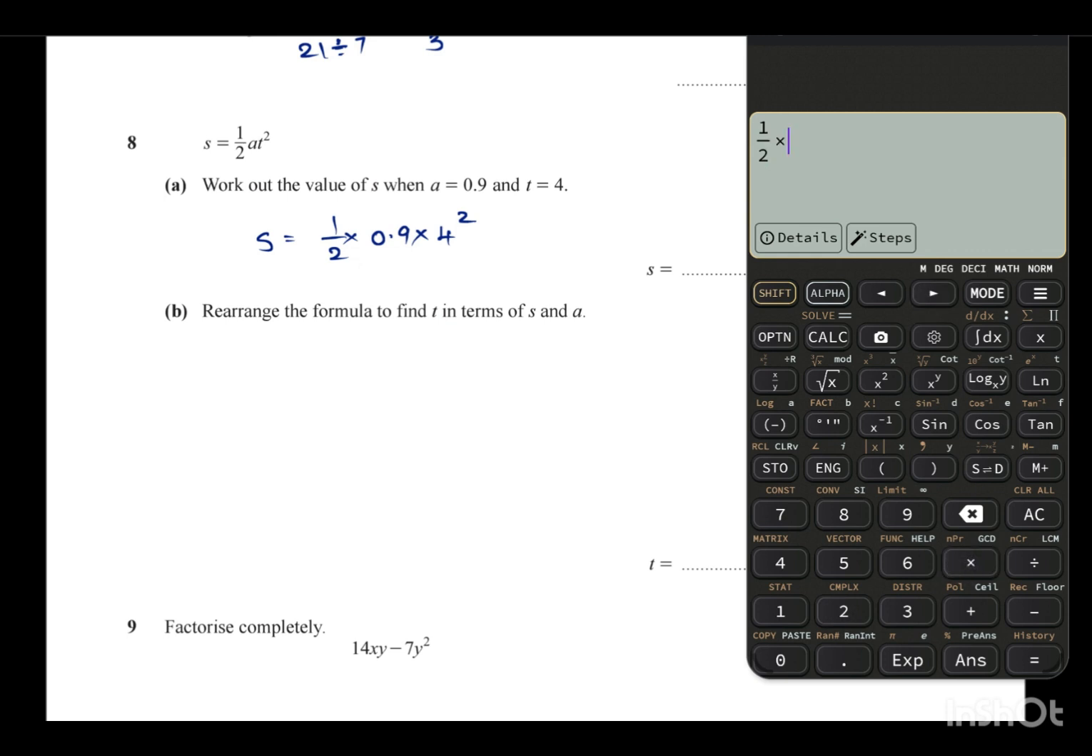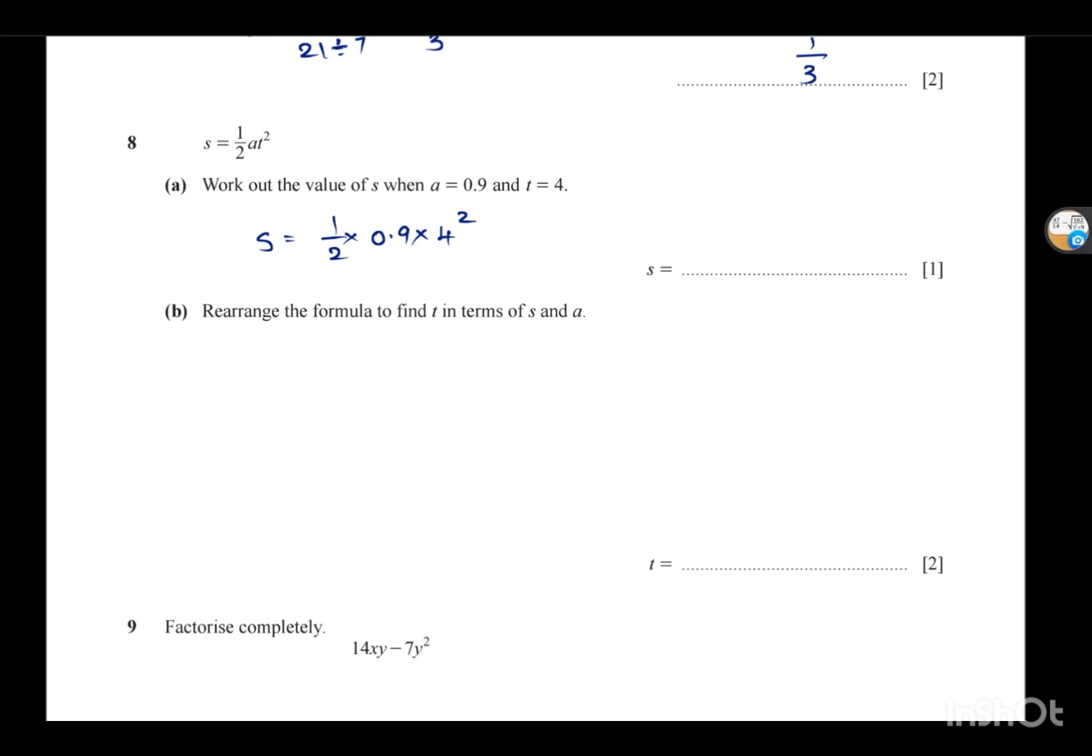Half into 0.9 into 4 square is 7.2. Question number B. Rearrange the formula to find T in terms of S and A. You have to rearrange this formula in terms of T. I mean, the subject of the formula should be T and it should be in terms of S and A.